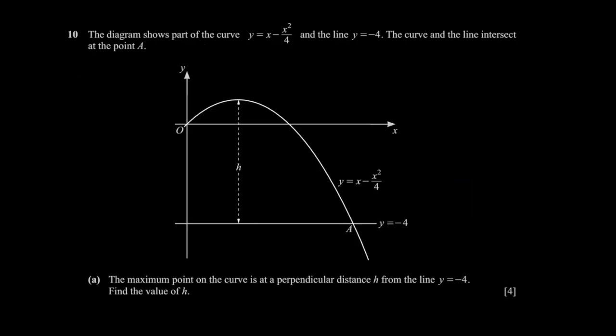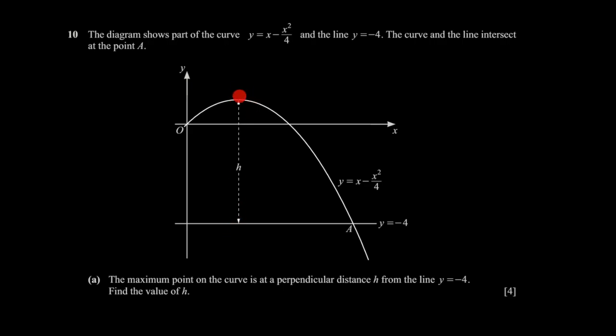Okay, then question 10, the diagram shows part of the curve y is equal to x minus x squared upon 4, and the line y is equal to -4, which is that one. The curve and the line intersect at the point A. The maximum value on the curve is at a perpendicular distance of h from the line y is equal to -4. Find the value of h. Okay, so we want to find this height here.